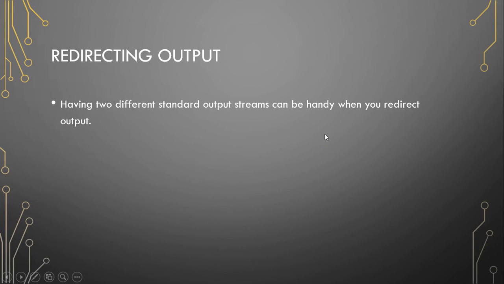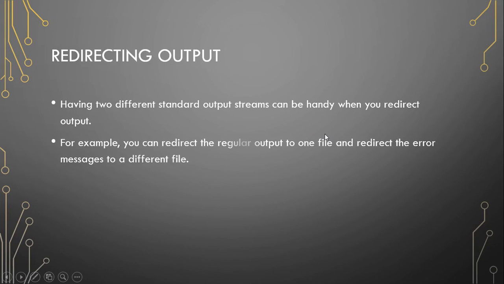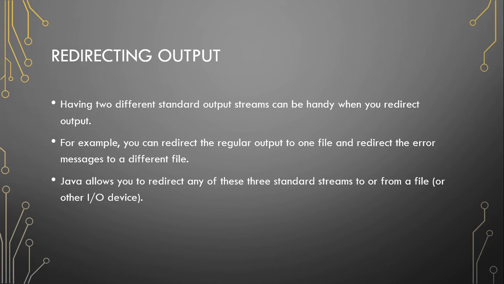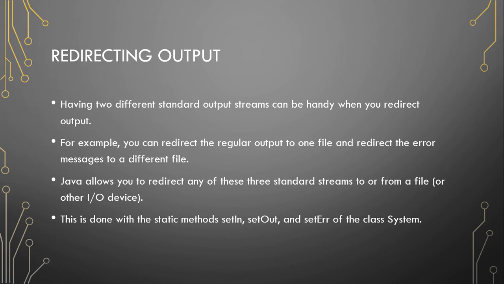So having two different standard output streams can be handy when you redirect output. For example, you can redirect the regular output to one file and redirect the error messages to a different file. So let's say you want to create two text files, for example. One is called output.txt. The other one would be called errorlog.txt. You could use System.err to write to the error file. Now, Java allows you to redirect any of these three standard streams to or from a text file or any other input-output device. And of course, there are some static methods, setIn, setOut, and setErr of the class System.